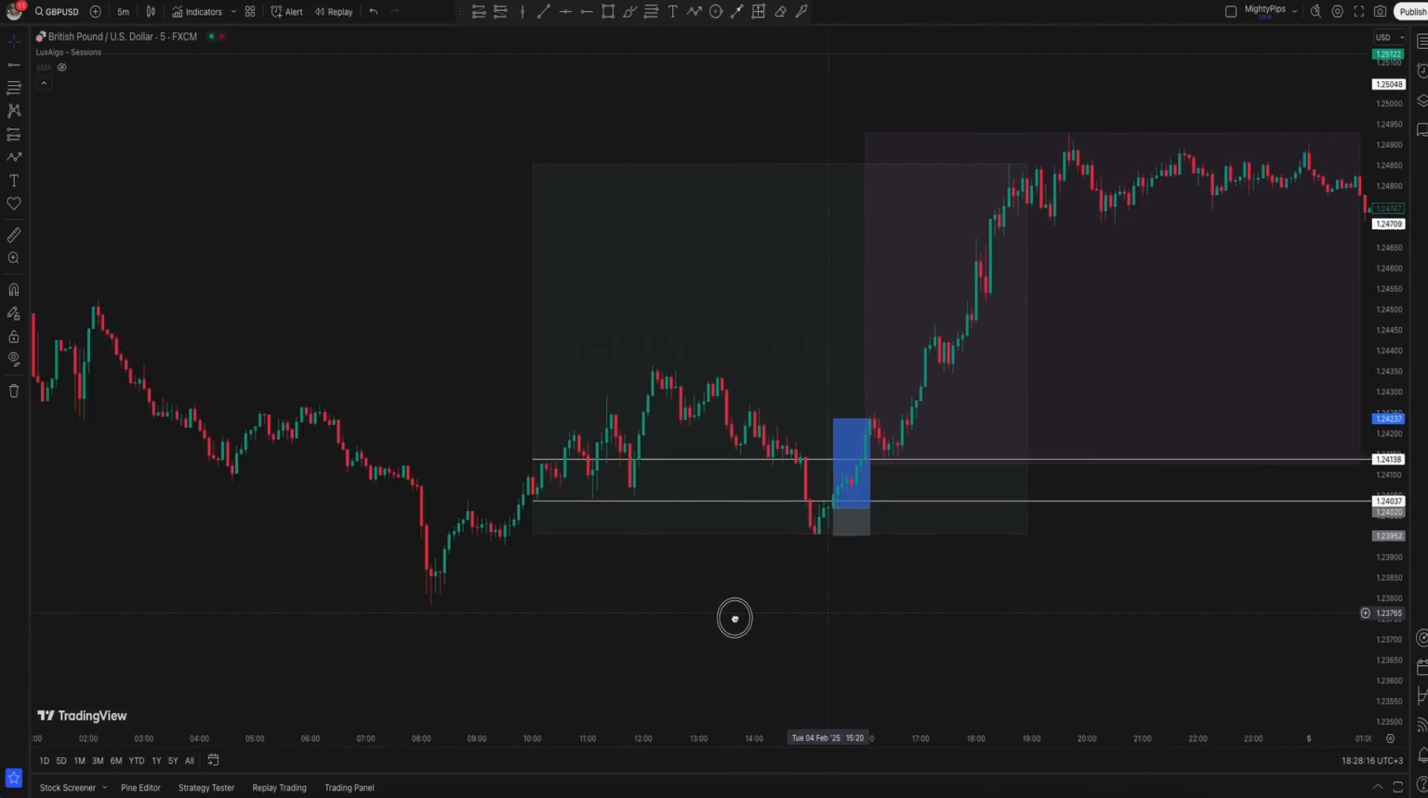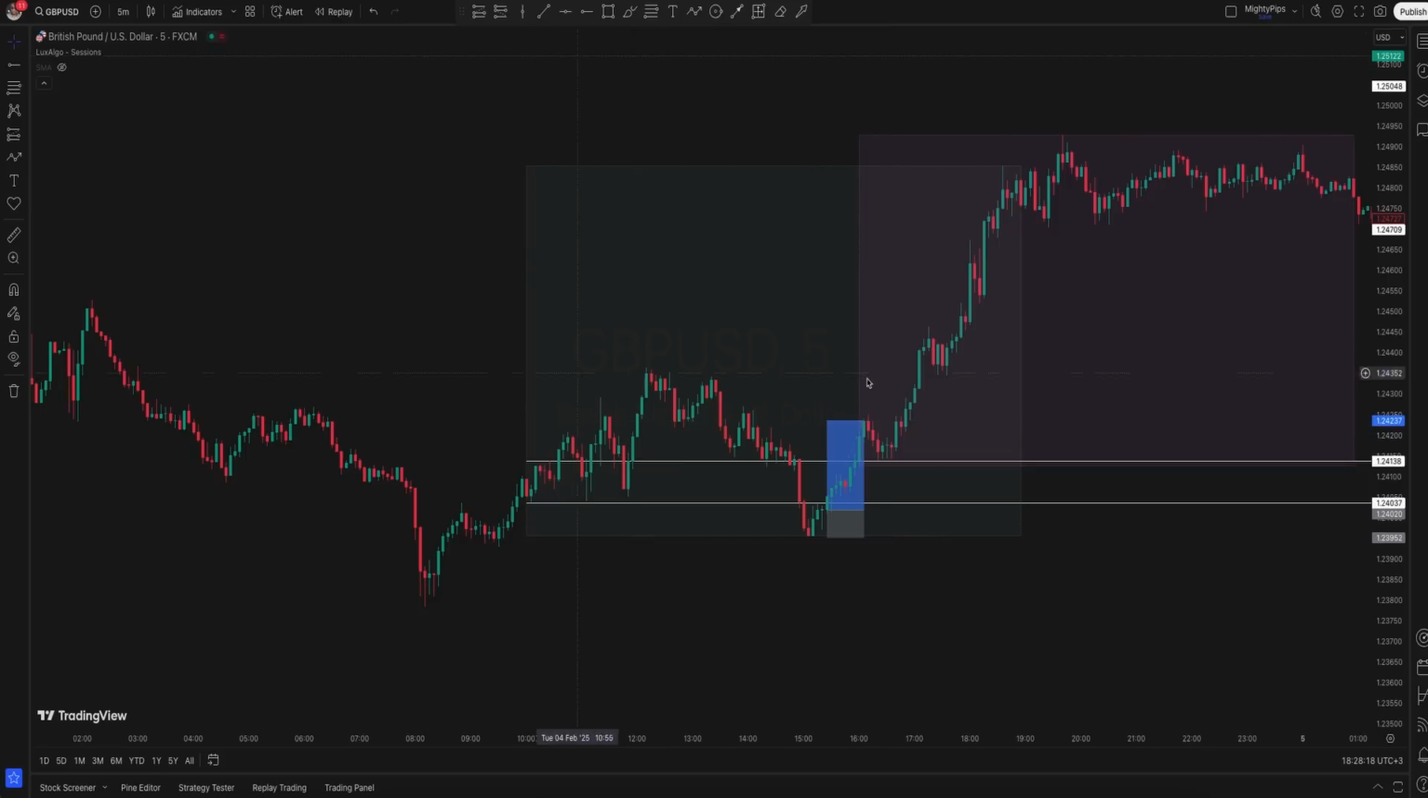Okay, so guys, that is the strategy. The selling direction is just the opposite of this. If the market broke below this line first, then we'll look for sales. Okay, so guys, that's the strategy.